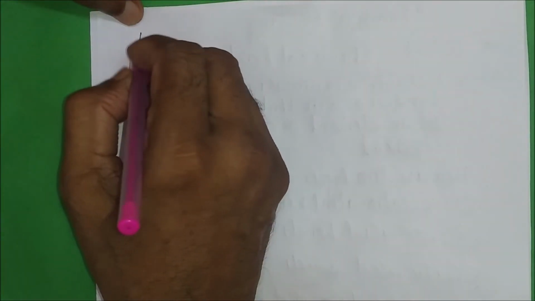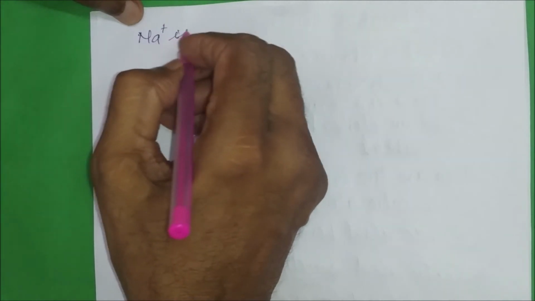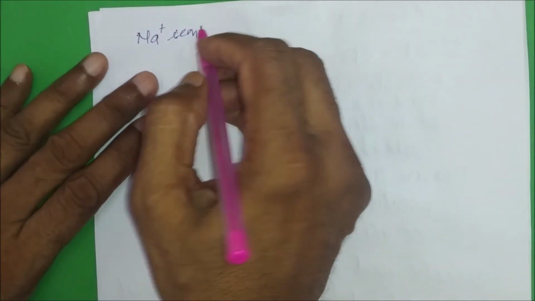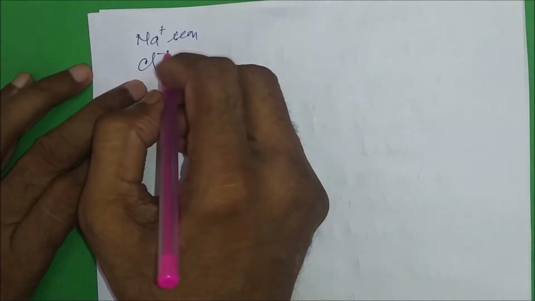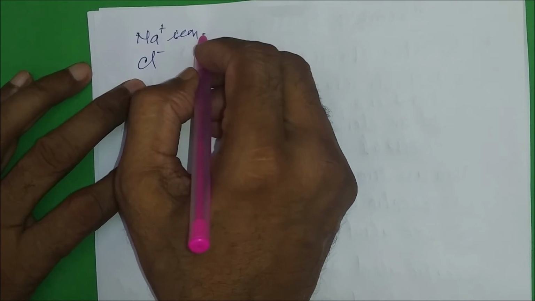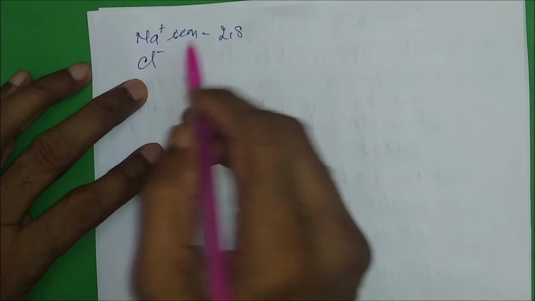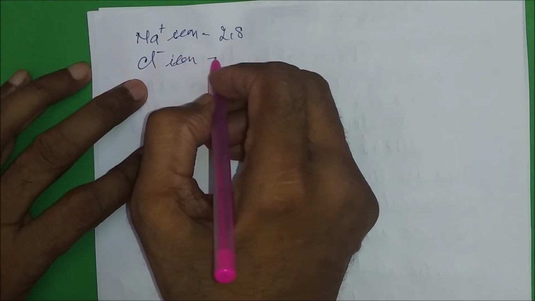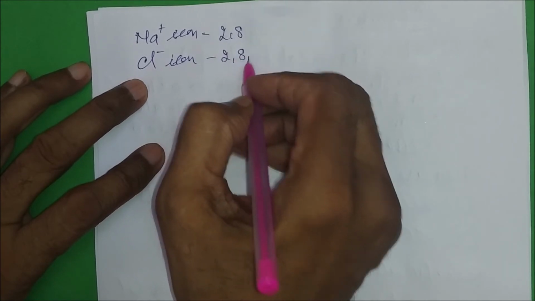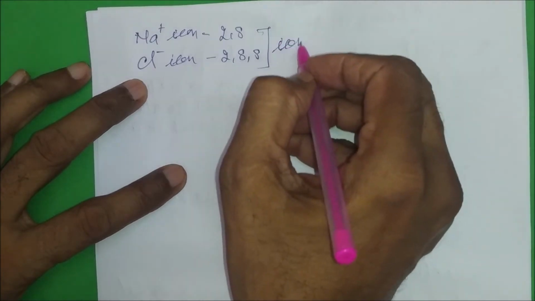So next step, we can see that Na is a positive ion and chlorine becomes a negative ion, right? The positive ion means it becomes 2, 8, because it has lost one electron. And the chloride ion will be 2, 8, 8. Is it clear? So these will be the ions.